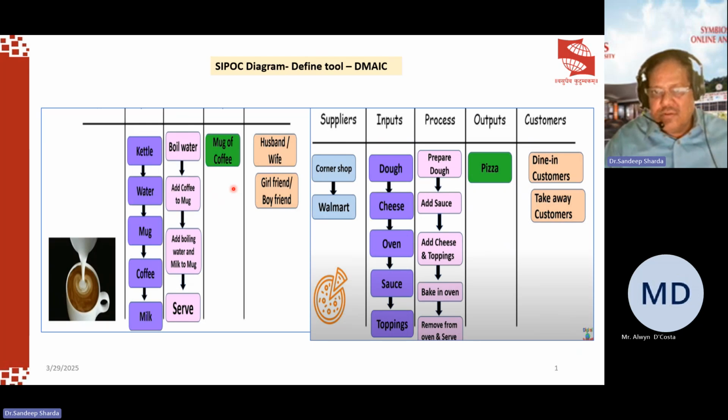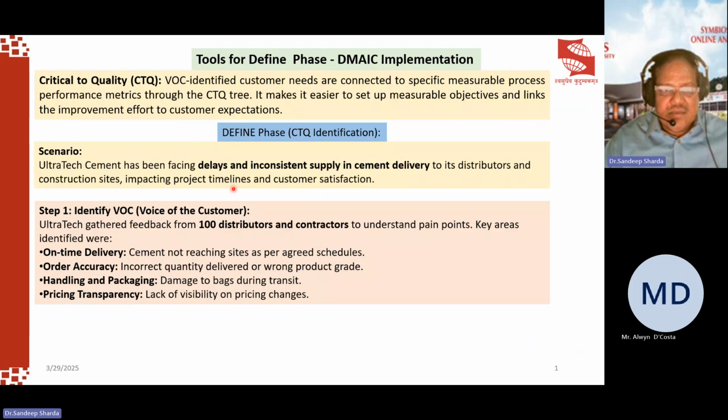Then we go for this SIPOC diagram analysis, and based on the analysis, we go for the rectifications. So, tools for the define phase: there is another tool, that is CTQ, critical to quality. It identifies customer needs and connects them to specific, measurable process performance metrics through the CTQ tree. It makes it easier to set up measurable objectives and links the improvement efforts to the customer expectations.